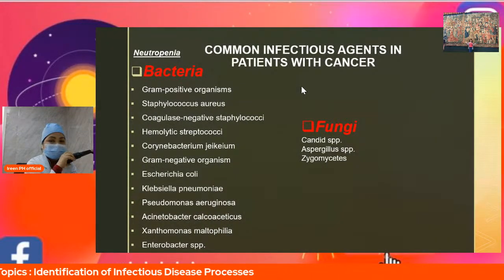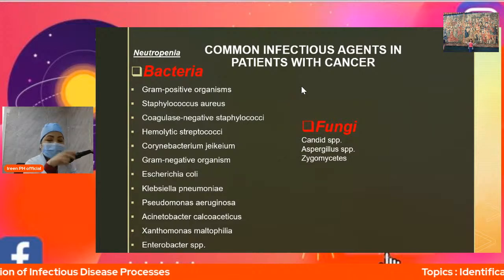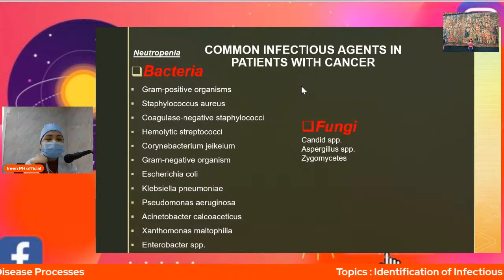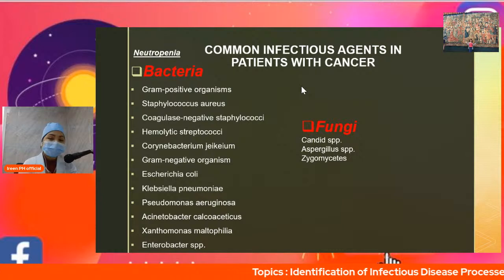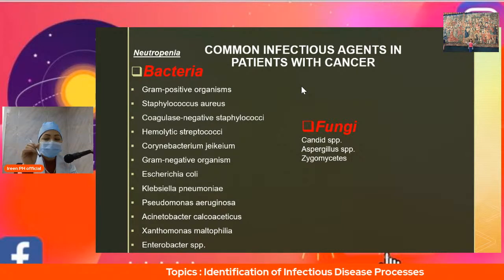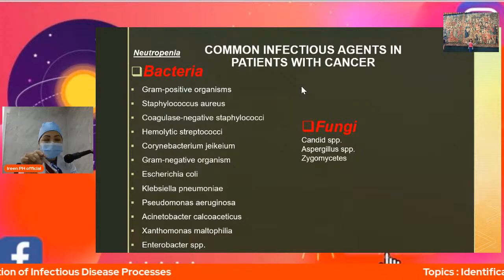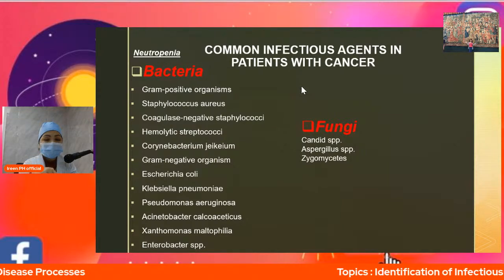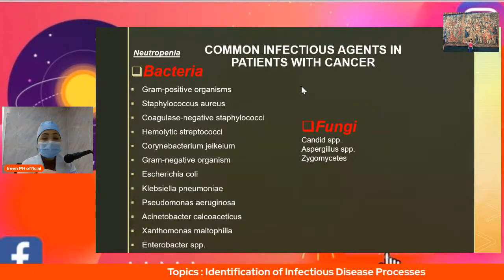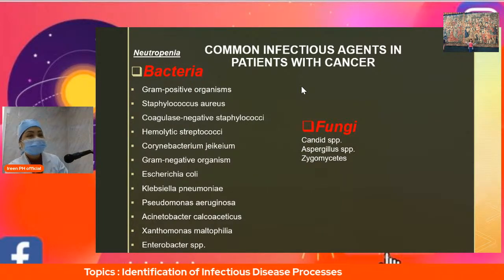Common infectious agents in patients with cancer. We will differentiate between bacteria and fungi. In bacteria, the gram-positive organism, Staphylococcus aureus. What I said, common infectious agent in patients with cancer.